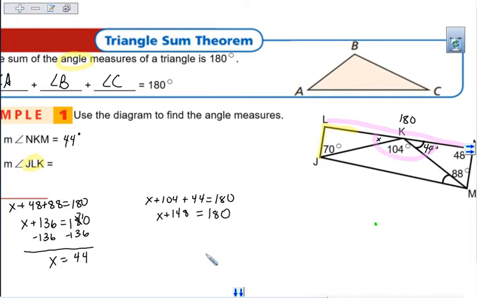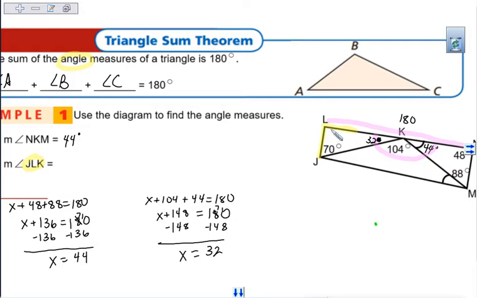Which gives us x plus 148 equals 180. Subtract 148 from both sides, and x equals 32. Now I'm going to plug that in, and we now have two angles in that triangle, and we're looking for that last angle.